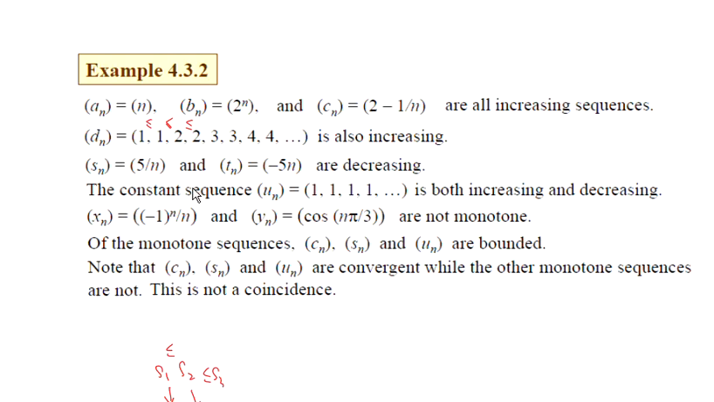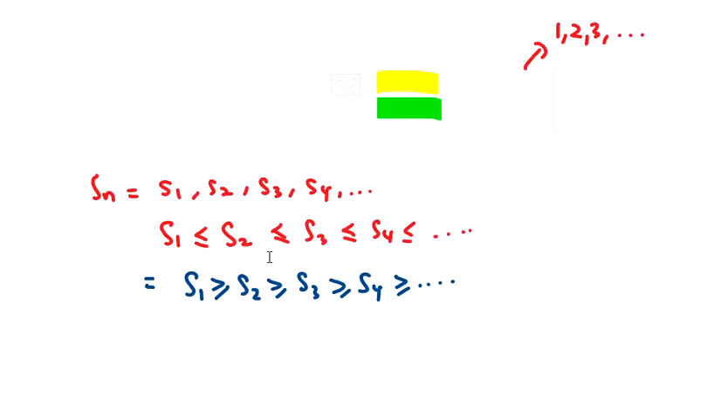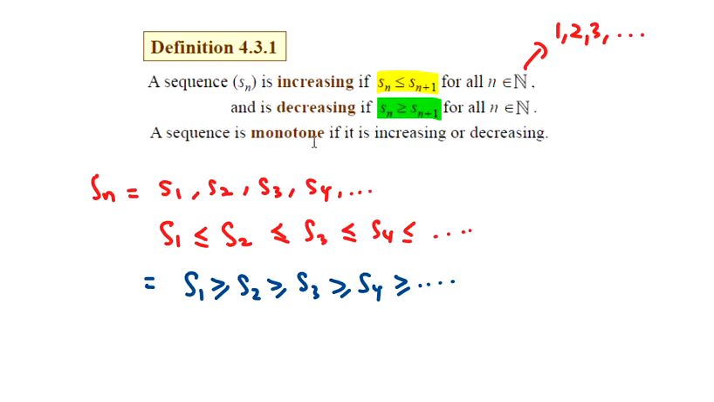Alright, next, the constant sequence U sub n. Given U sub n which is constant, the sequence is 1, 1, 1, 1. So the sequence U sub n is both increasing and decreasing. So when it is both increasing and decreasing, it is not monotone. When it is monotone, it is increasing or decreasing.